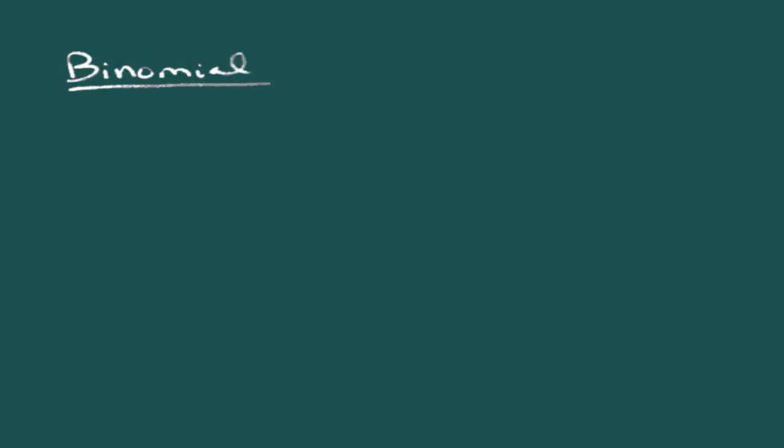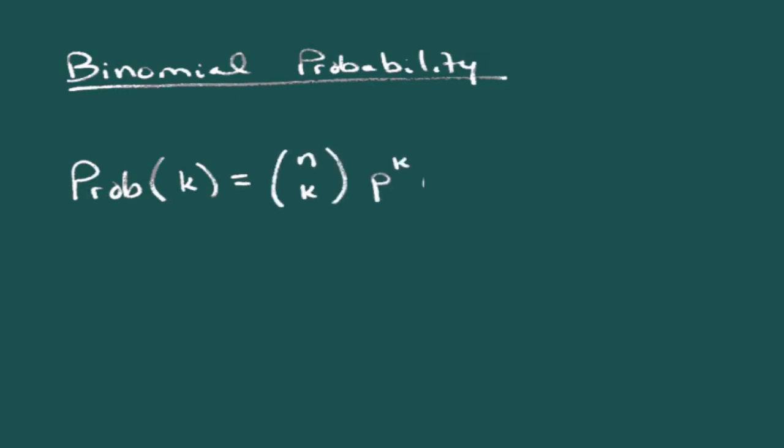And so what we have here is the formula for the binomial probability: the probability of getting k successes is given by n choose k times p to the k times 1 minus p raised to the n minus k power.